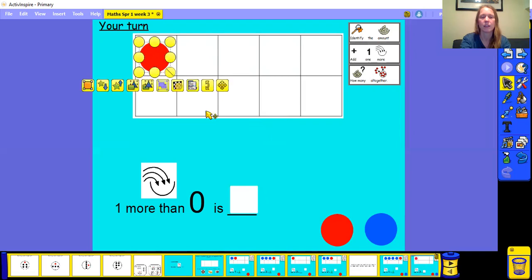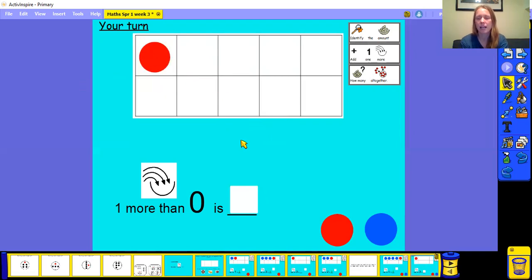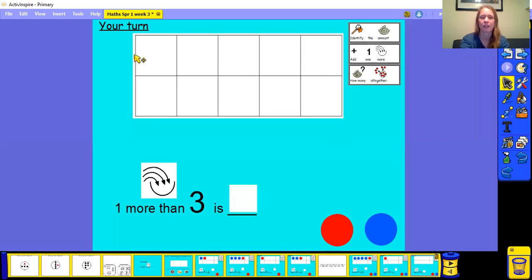I'm going to use the red counter to add 1 more. Here it is. Now, to find out how many I have all together, I need to count them. How many counters do I have all together? That's right, I just have 1. So 1 more than 0 is, yes, it's 1. Well done if you got it right. Now, pause the video again and have a go at this one.